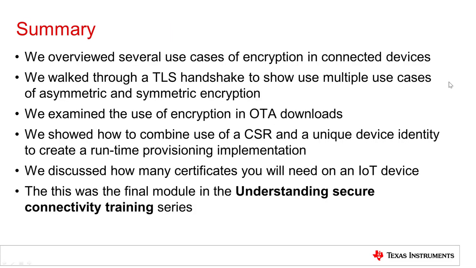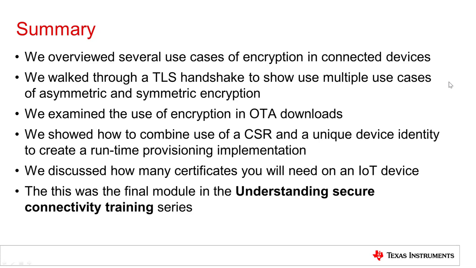In this module, we walked through several use cases where encryption is used in common embedded software applications. The first of these was TLS, which is the standard Internet Security Protocol. We went through the handshake and showed multiple use cases of asymmetric and symmetric encryption and how they're used to establish and maintain a secure connection. We then looked at OTA downloads and how encryption helps with signing images to make sure that only authenticated images are accepted by the IoT device.